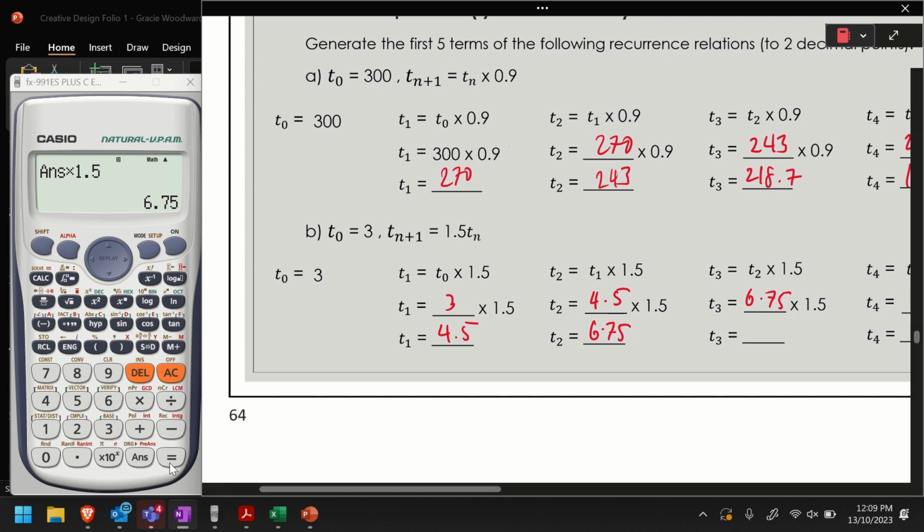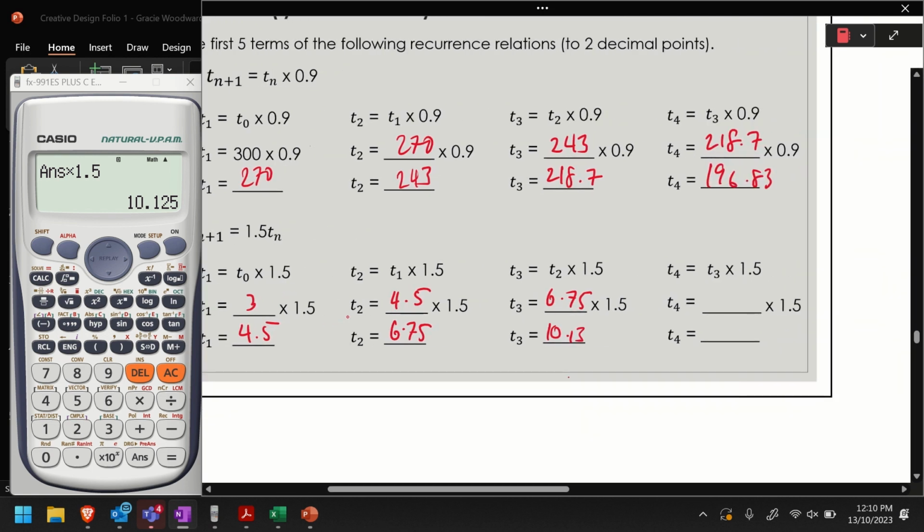So for T3, same deal. I'm going to round this to 2 decimals, so 10.13. And this will be 10.13, 15.19.